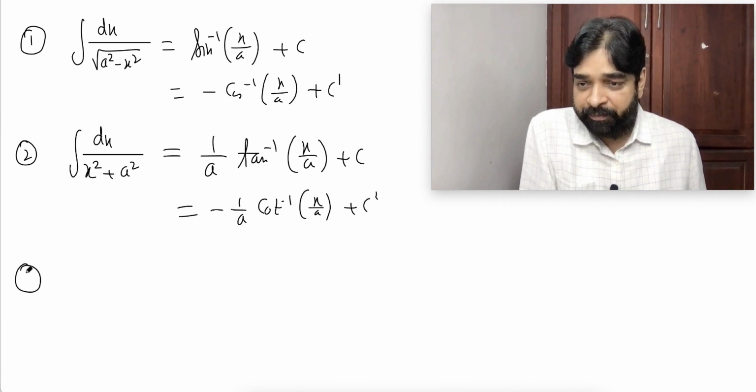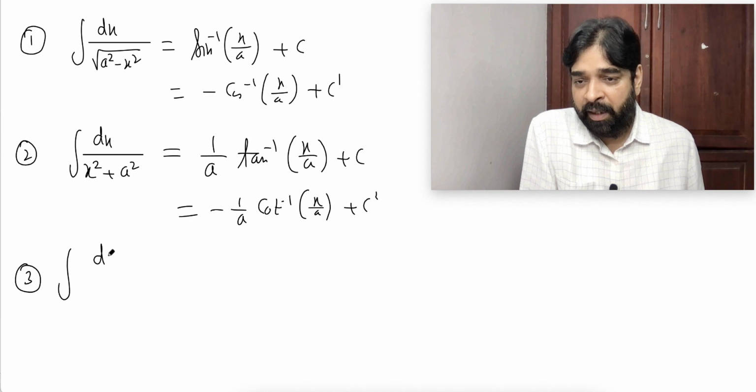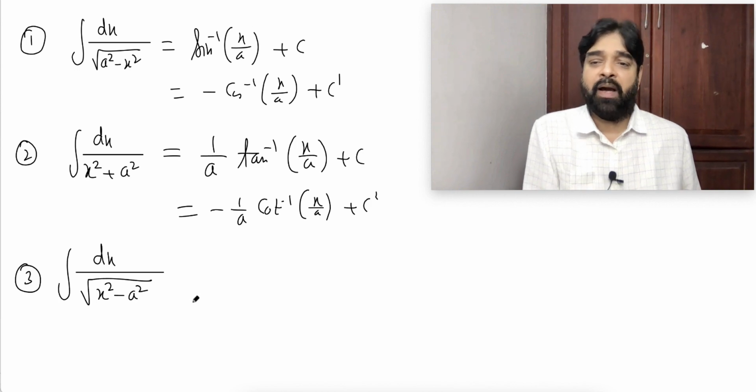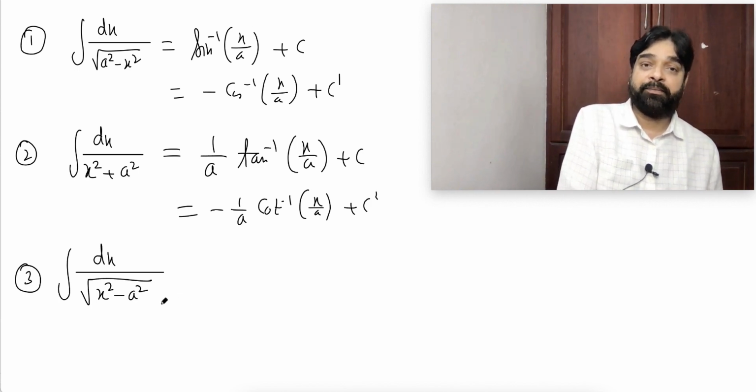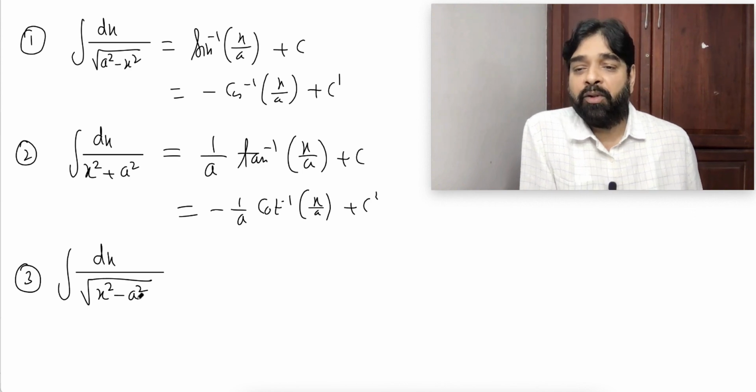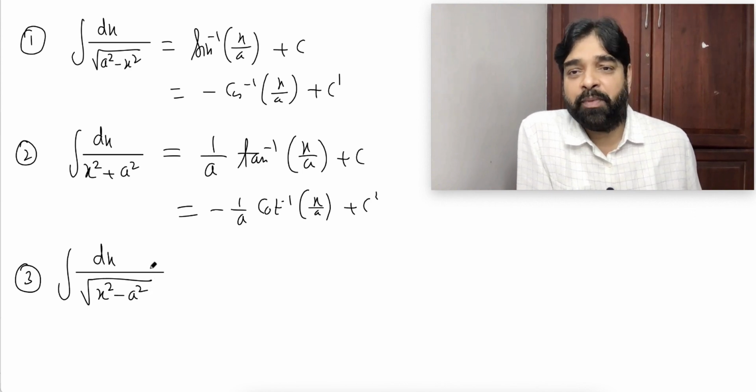Next formula. Integration of dx by root over x square minus a square. This formula. Wait, root of a square minus x square we did. The root of x square minus a square we should also do. Correct? And root of x square plus a square, both we will try.